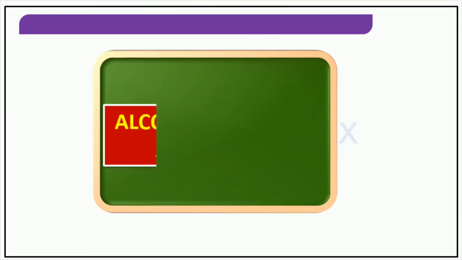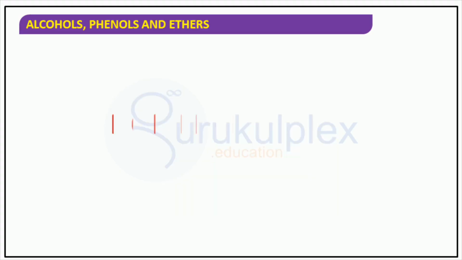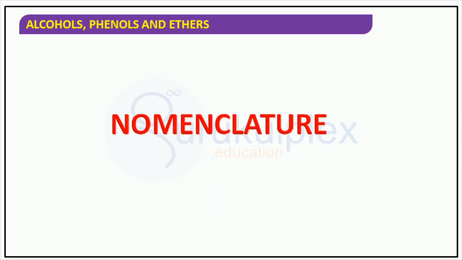Good morning everyone. Today, we will be discussing alcohols, phenols and ethers. We'll go over nomenclature, common names and IUPAC names for these substances. Let's get started. Naming alcohols, phenols, and ethers requires understanding the chemical composition of each.